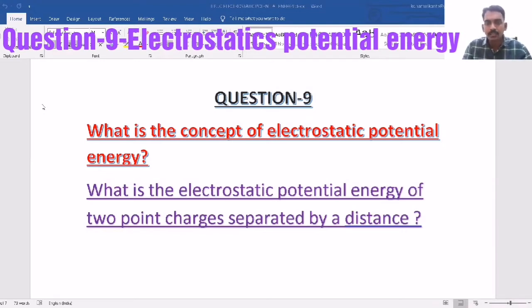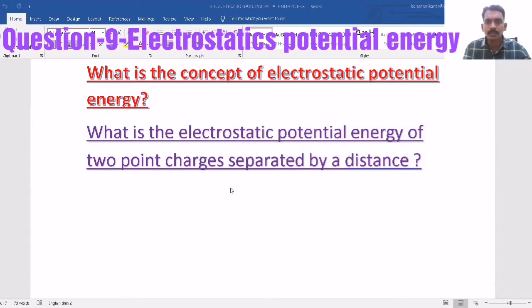Let's begin this year with the ninth question that is from class 12 topic, that is the concept of electrostatic potential energy and its relation with work done. So it's all about electrostatic potential energy. And you know that potential energy concept comes in many chapters, and everywhere the change in potential energy is nothing but work done in changing the configuration. That is the very first thing you need to understand.